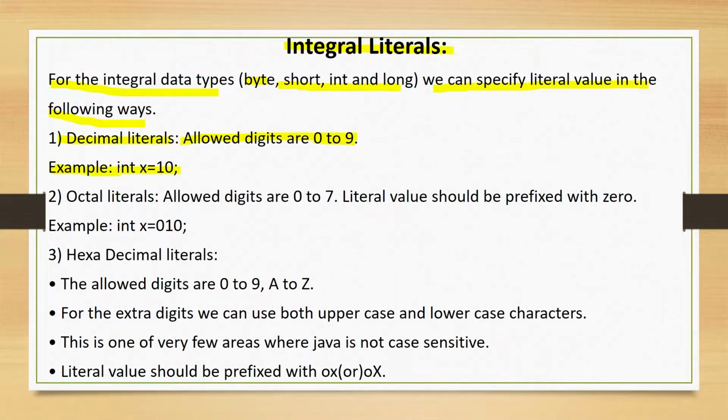So let's see, int x equal to 10. Here it's either 0 to 9 or a combination of digits from 0 to 9. Here we are using 1 and 0, the combination of 1 and 0 which results in 10. So we can give this as a literal value. These are decimal literals, and then we have octal literals. The allowed digits are 0 to 7.